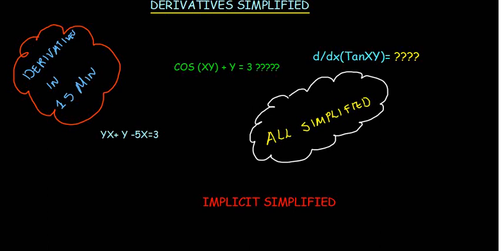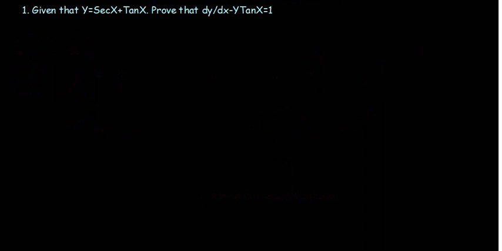We are going to go over derivatives and see how to simplify them and find the values. So given that y is sec x plus tan x, prove that dy over dx minus y tan x is equal to 1. Now, first I'm going to write y is equal to sec x plus tan x. Now I want to find the derivative.